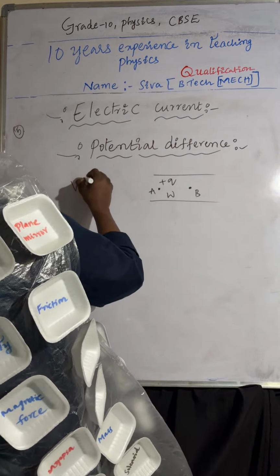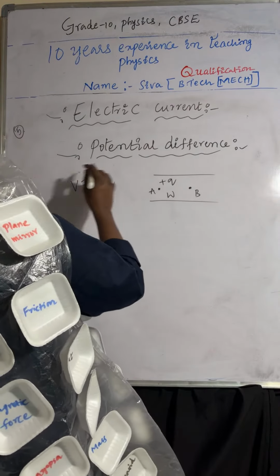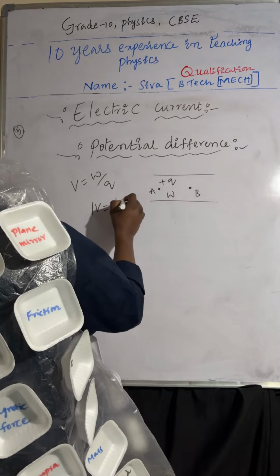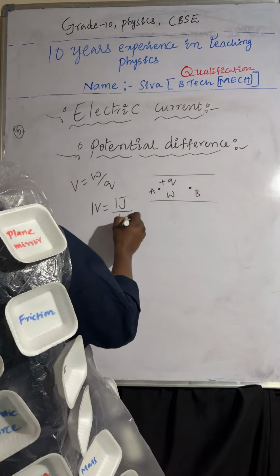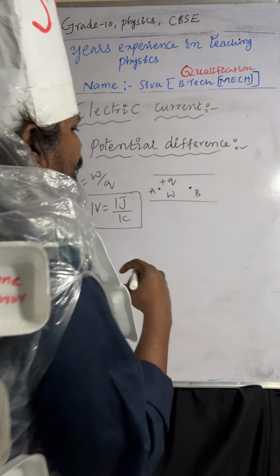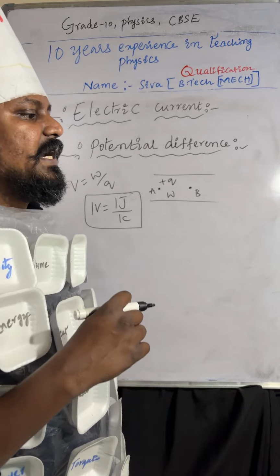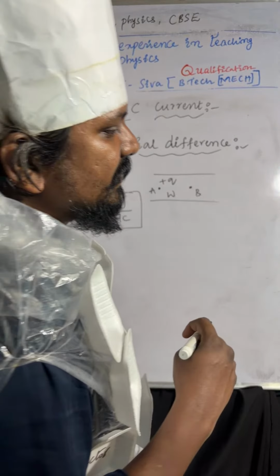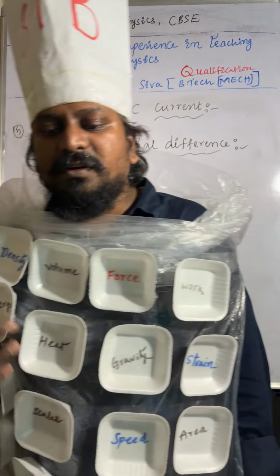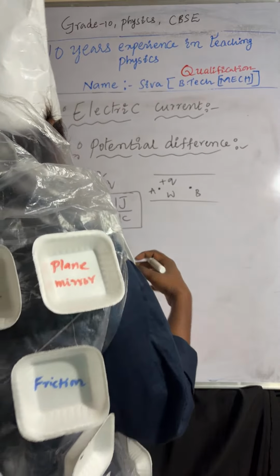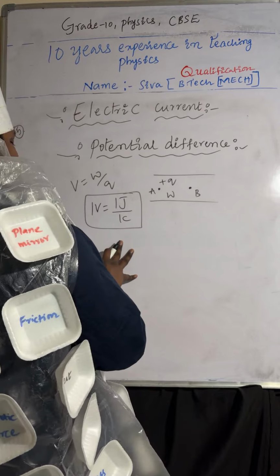So V equal to W by Q. The SI unit of potential difference is volt. SI unit of work is joule. SI unit of charge is coulomb. 1 volt is defined as 1 joule of work is done to bring 1 coulomb of charge from one point to another point within the conductor. Understood or not? That is the potential difference.